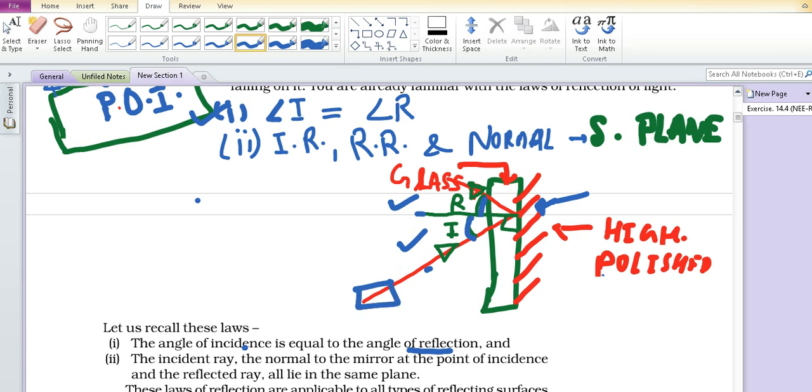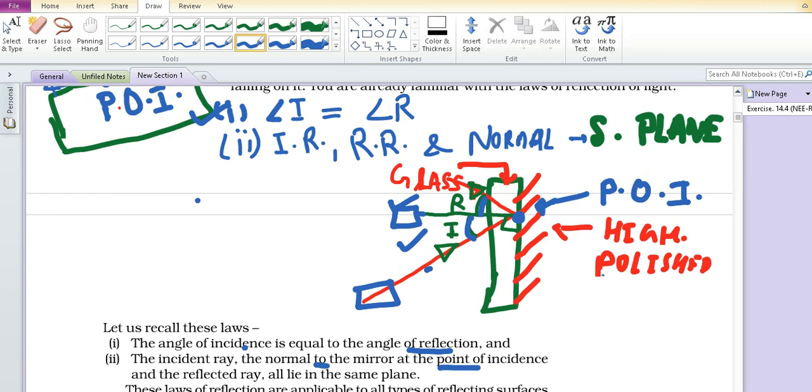The normal on the mirror, this is the normal. See, this is normal to the mirror at the point of incidence. This is the point of incidence. ये कौन सा है, ये क्या है, point of incidence, जहाँ की इंसिडेंट रे आ रही है, हिट कर रही है, सरफेस को रिफ्लेक्ट कर रही है. दैट इज द पॉइंट ऑफ इंसिडेंस.